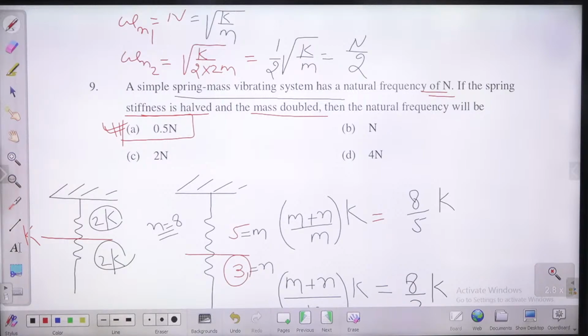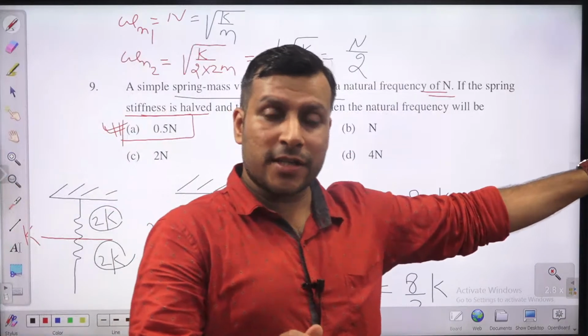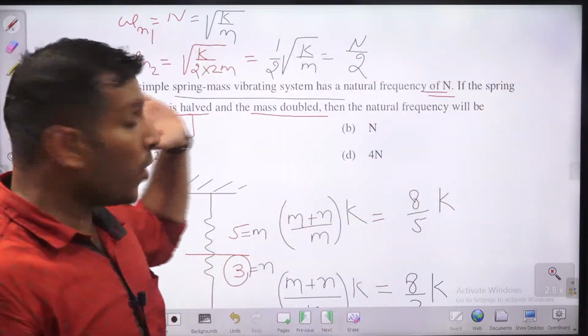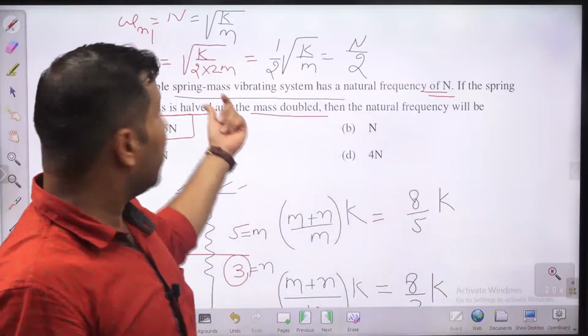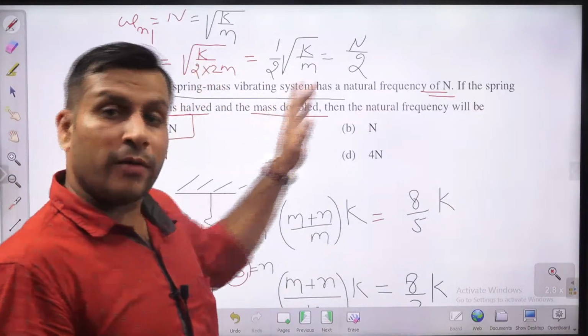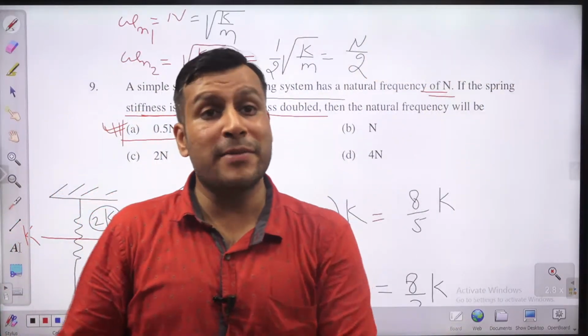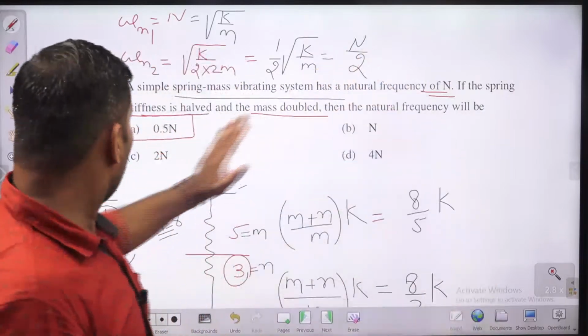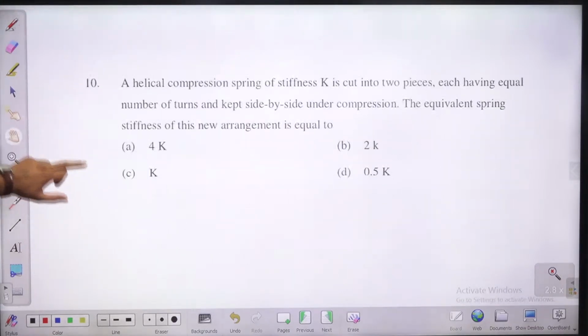Please check this question. A spring mass vibrational system has a natural frequency n. So the natural frequency is given to you as under root k by m. Now he is saying the stiffness is halved, meaning k becomes k by 2, and the mass becomes doubled, 2 times. So this is under root 4. If you take it outside, it will become 1 by 2 under root k by m, and under root k by m is nothing but n. So n by 2, the answer will be 0.5 n. Okay, let us move to the next question. Question number 10 in front of you.